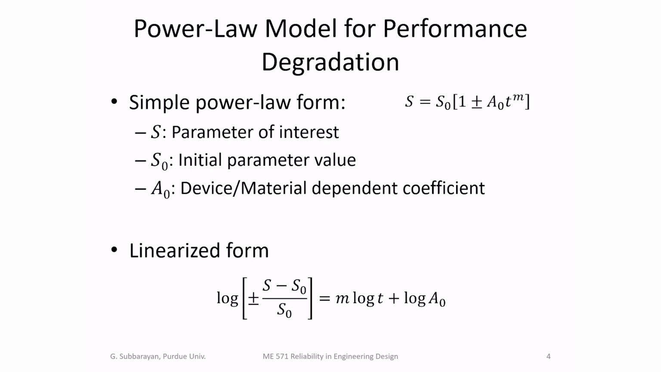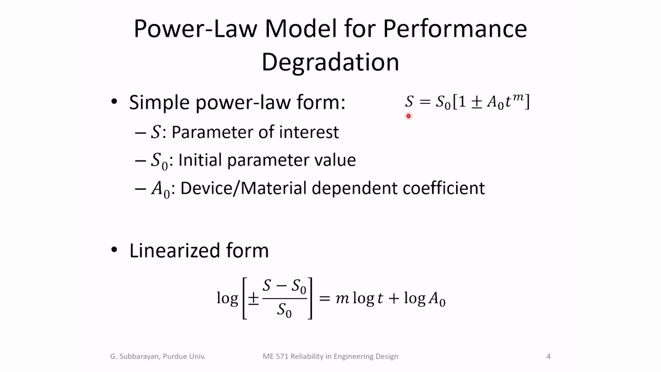So the simplest model that one can think of to describe these three phases of a product life is a power law degradation model. And it's a simple power law form where S naught is some initial parameter value, and A naught is some material dependent constant. M is another material dependent constant as well.